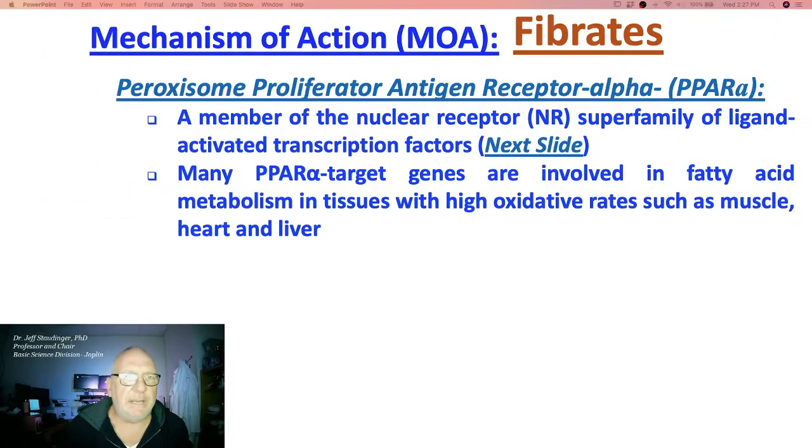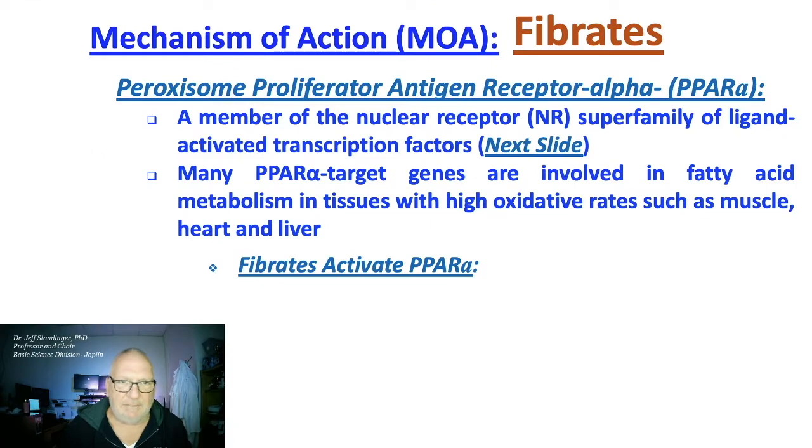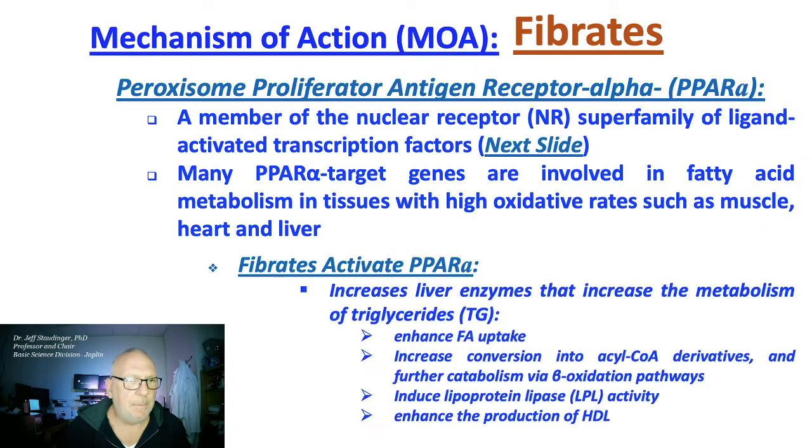So the target genes regulated by PPAR alpha include those involved in fatty acid metabolism in tissues with high oxidative rates such as muscle, heart, and liver. We're going to focus on the liver. Turns out that fibrates activate PPAR alpha. This increases liver enzymes that increase the metabolism of triglycerides. Collectively, these target genes enhance fatty acid uptake, increase conversion of acyl-CoA derivatives, and further catabolism via beta oxidation. They induce lipoprotein lipase activity and enhance the production of high-density lipoprotein.